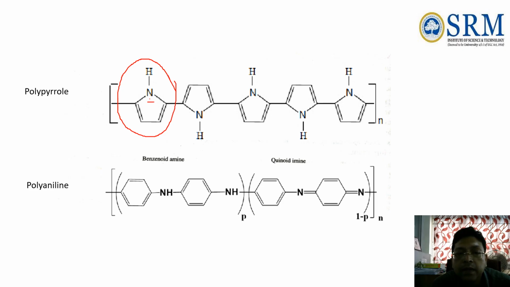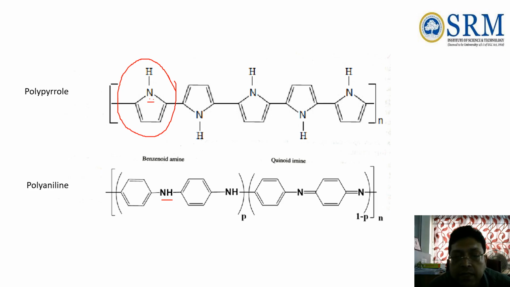Here the nitrogen has a lone pair, and this lone pair takes part in the conjugation. Because the nitrogen is part of the aromatic moiety, polypyrrole comes under the category where the nitrogen is part of the aromatic moiety, like pyrrole. And in polyaniline, the heteroatom nitrogen is located outside the aromatic unit.